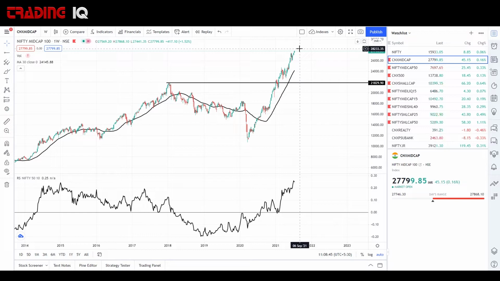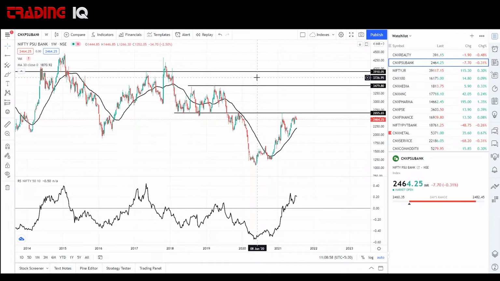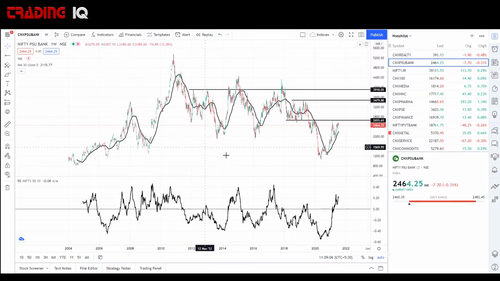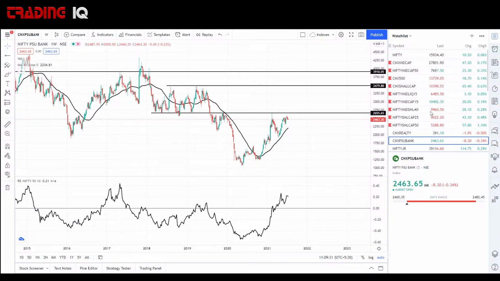As simple as that. Similarly, let's look at a weak sector, PSU Bank. This index represents all the public sector banks, right? And as you can see, it is positioned close to its 30-week moving average. However, it has a resistance level to break out, right? Which it had created in 2018, right? So it is trading near that resistance level, right? So this is a weak sector compared to the mid cap sector.